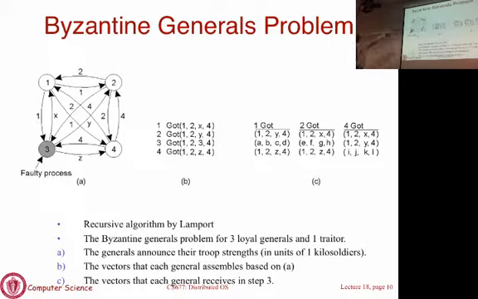So this should tell you that if you had fail-stop failures, if you had 1 faulty process, you needed 2 replicas.